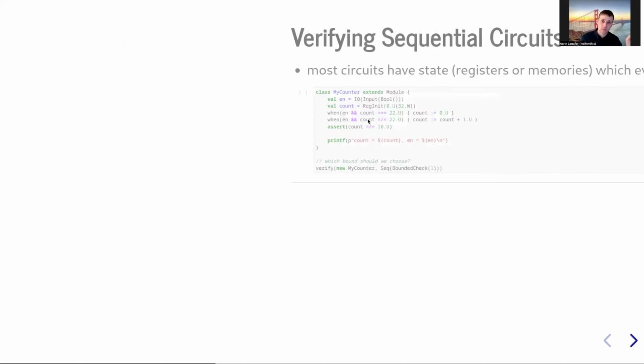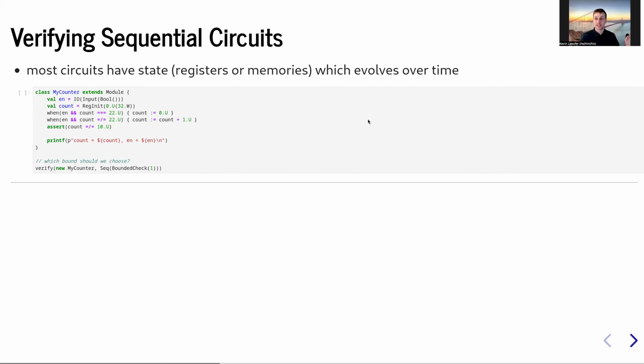But now let's say we do actually have state, right? Because most interesting circuits do have a register or a memory or something like that. So how does it work with that? Well, for those circuits, it's not enough to just look at a single time step. These circuits evolve over time. The register updates every step, and it takes on different values.